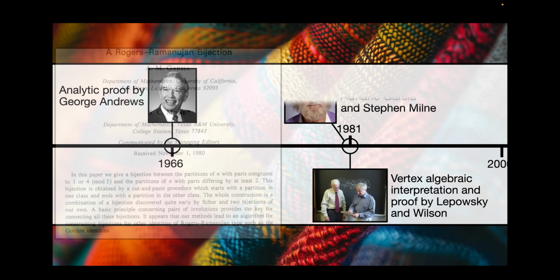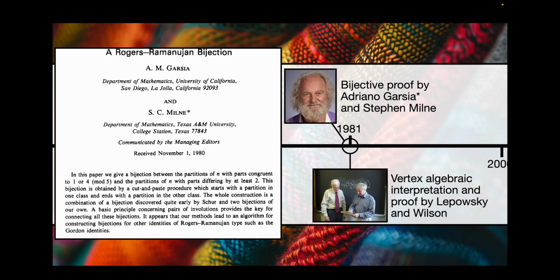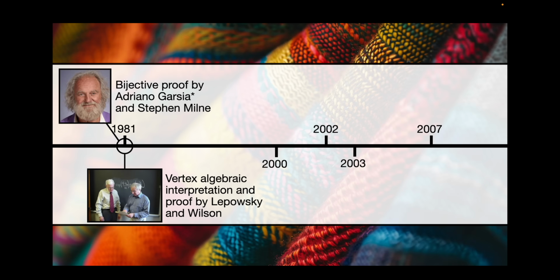Now, also in 1981, a bijective proof was given by Adriano Garsia and Stephen Milne. So what's interesting about a bijective proof is it doesn't involve any of the generating functions. So the proof that we'll present will involve the generating functions, as we've kind of outlined already. But this proof simply takes the set of partitions where the difference between consecutive parts is at least 2 and finds a bijection to the set of partitions where the parts are congruent to 1 mod 5. So no generating functions at all.